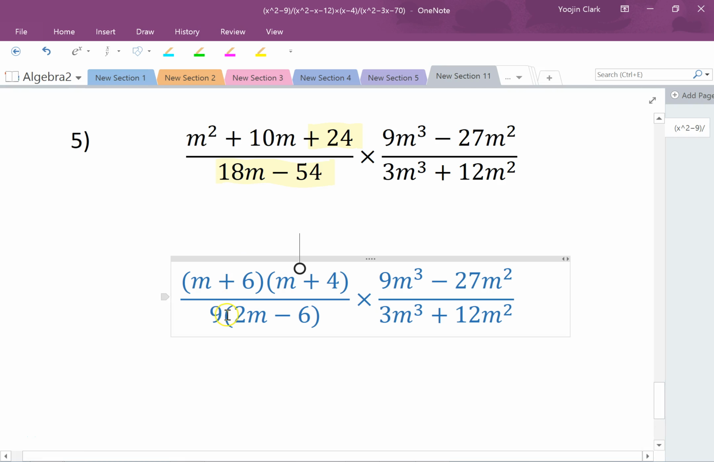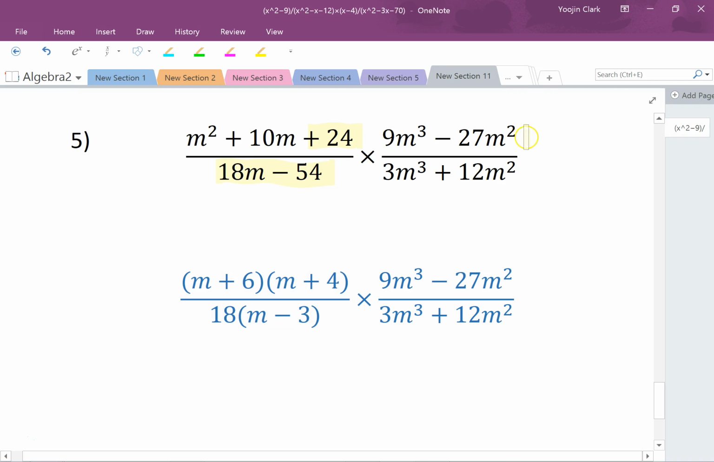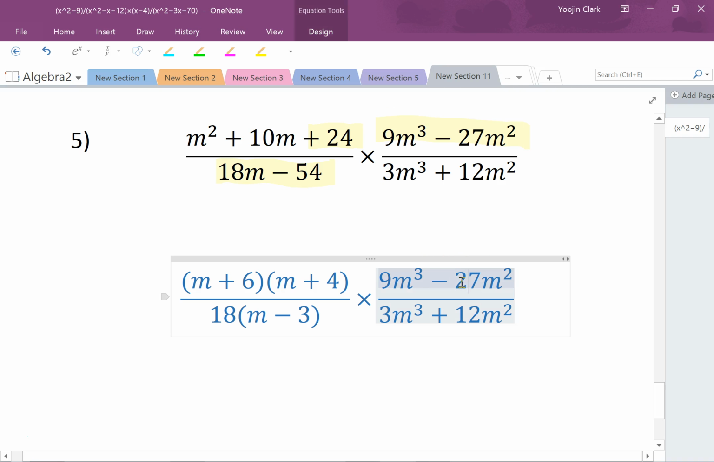If I can take an 18 out. That's a problem. So it's 18 times 3. There we go. 3 times 18 is 54. Now what's happening up here? So I can take out a 9 and an m squared. Okay, so the whole 9 comes out. So 9m squared. What's left? Well, I have an m minus and then a 3.